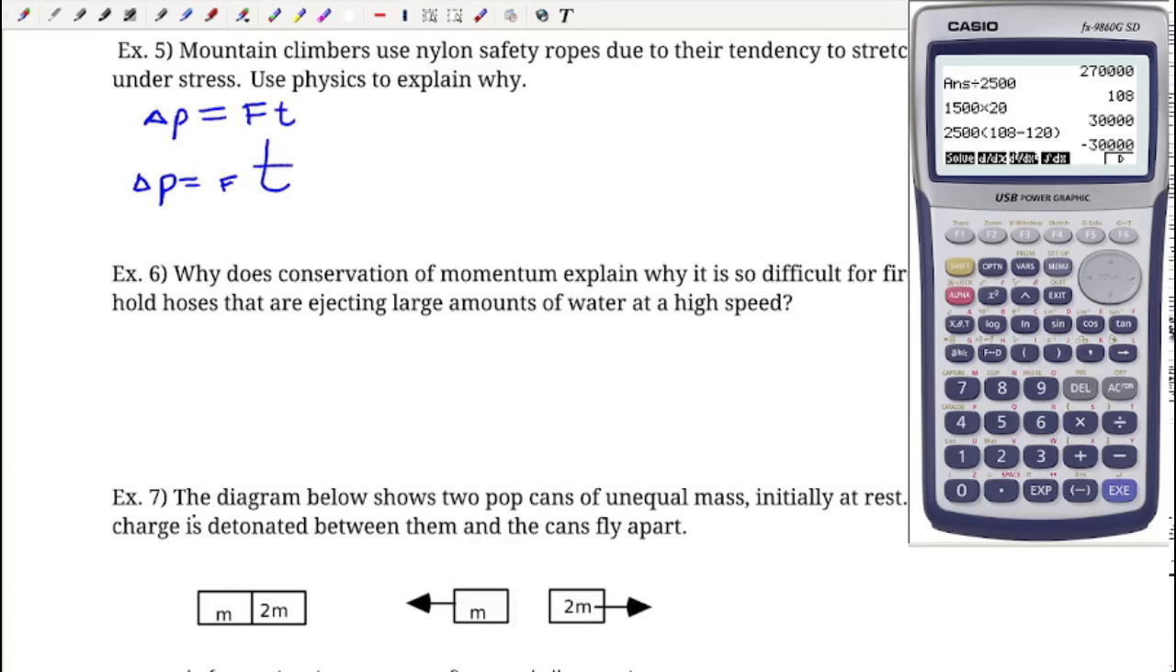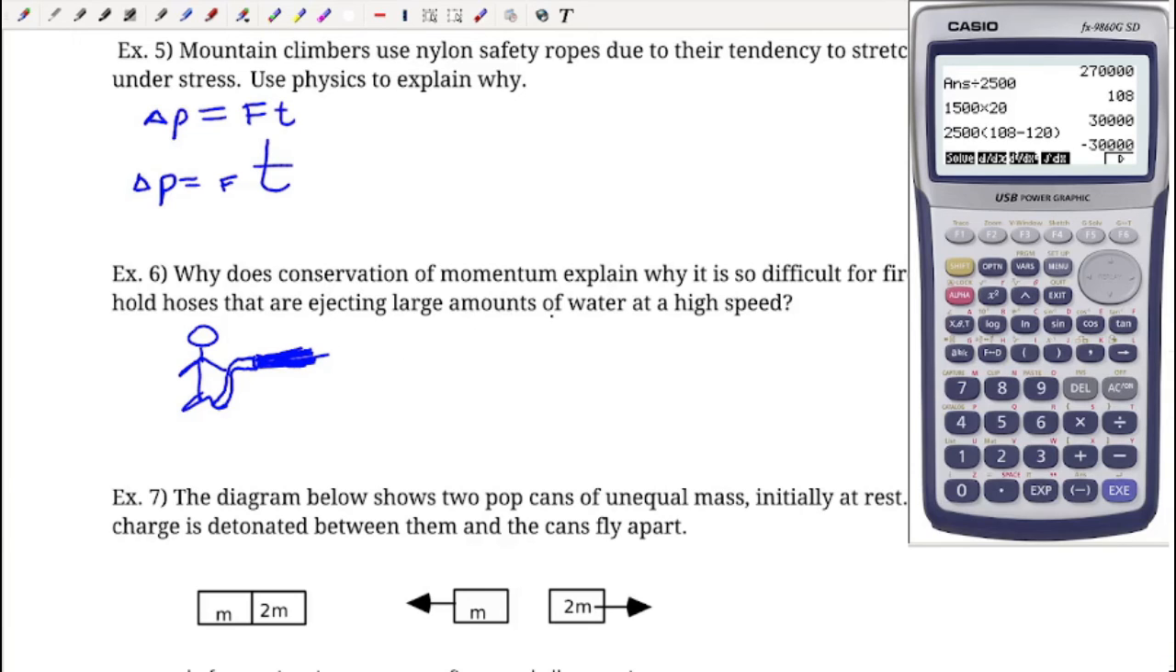Example number 6. Why does conservation of momentum explain why it is so difficult for firefighters to hold hoses that are ejecting large amounts of water at high speed? Now this does have to do with the idea of a collision. If you think, okay, here's my firefighter holding the giant hose and water is spurting out of the end. We should have used a different color. There we go. Water is spurting out of the end. What happens to the hose?